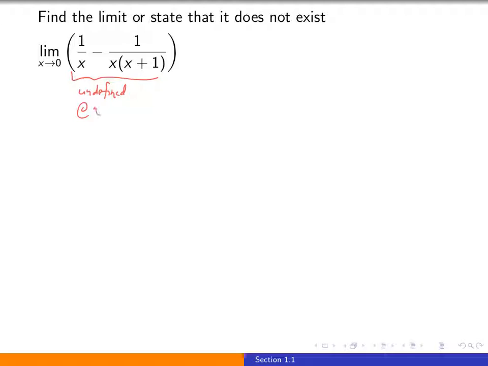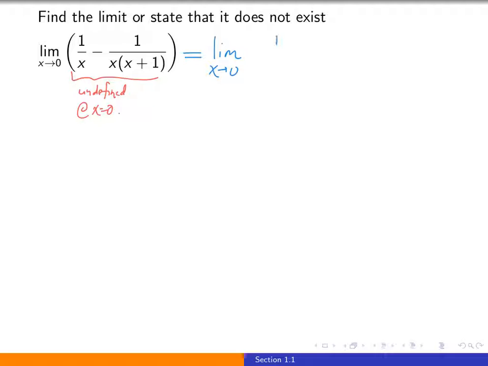at x equals 0. And since we cannot simply plug in x equals 0, we don't want to apply our limit laws yet. So instead what we will do is use some type of algebraic manipulation. And the algebraic manipulation that I think will be most useful here is to just combine into a single fraction. So we need to find a common denominator.